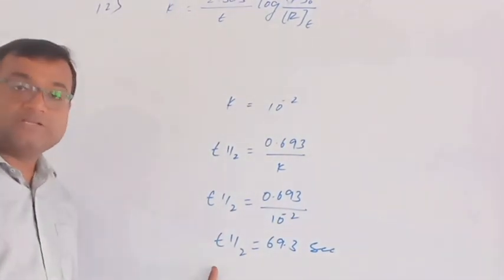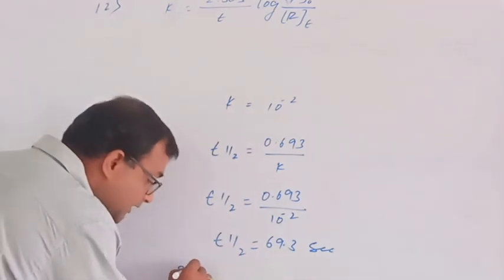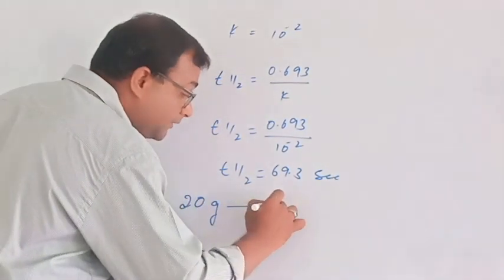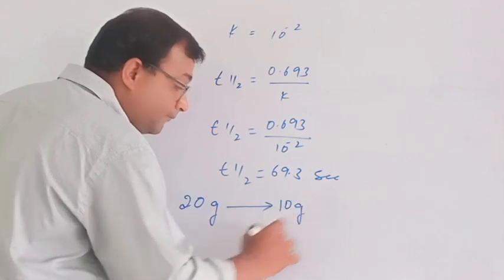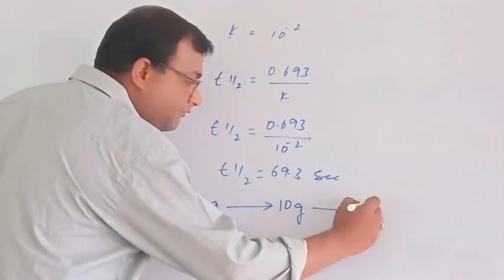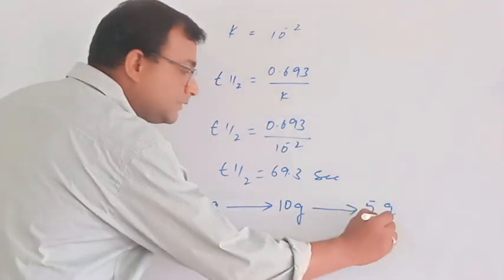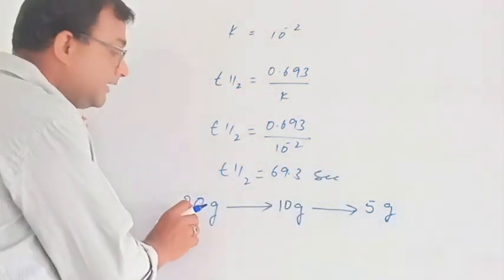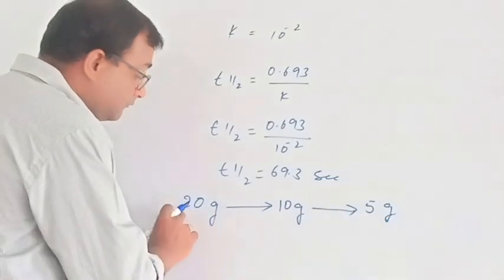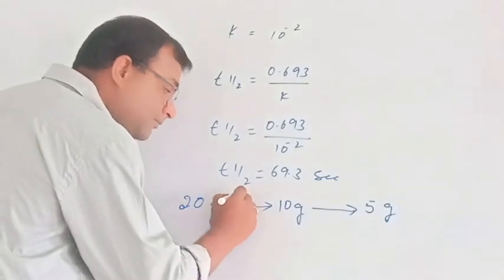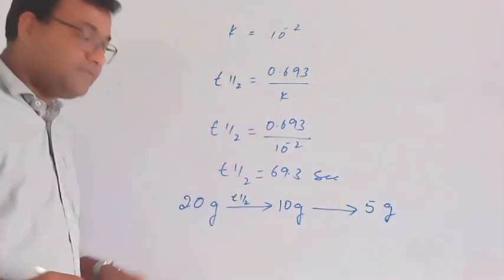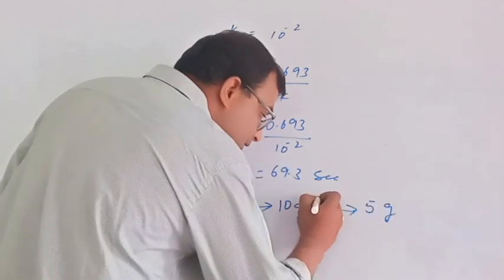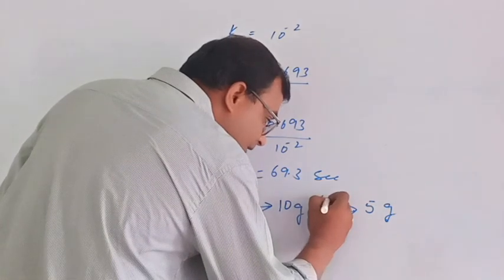Now, what was the initial concentration taken? Initially 20 gram was taken. Half of the 20 gram is 10 gram. Then 10 gram goes to 5 gram. So the reactant has reduced to 5 gram. 20 gram was initial, now it is 5 gram. From 20 gram to 10 gram is one T half. Then 10 gram was taken, now it is 5 gram, again half of that reactant was reduced, so again it is T half.